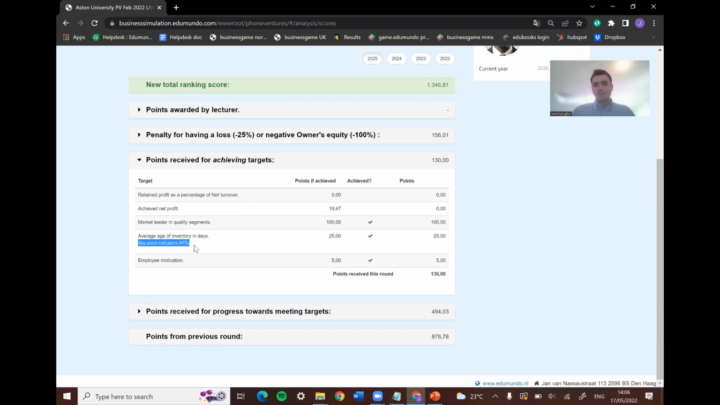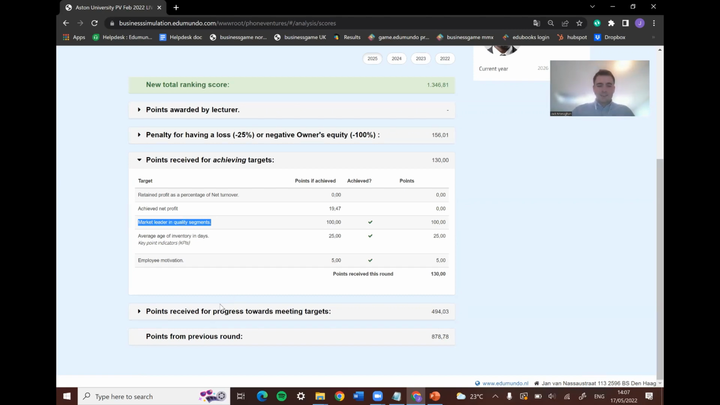One thing that I do want to draw your attention to is this little text just below one of your targets, which should say key point indicator. This key performance indicator is essentially a target that you have selected in the business plan, which is one that you're going to focus on the most. All it does is simply multiply your score by 5 times. So if, for example, this team decided to actually select the market leader in the quality segment to be their KPI, they would have scored 500 points instead of only 100. Of course, you can change these targets at any point in the simulation, including the KPI, to make sure that you're scoring the most points possible.